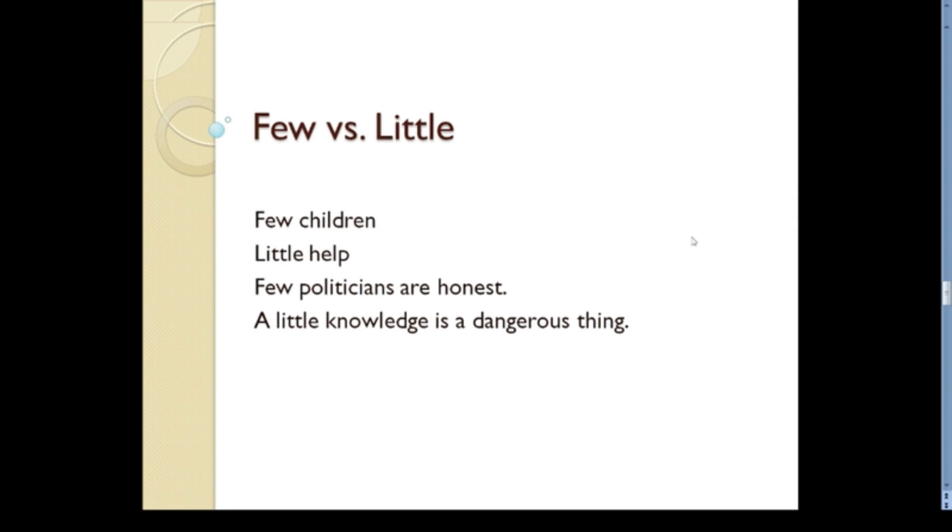Few politicians are honest. Use a plural verb and a plural noun after few, whereas you have to use a singular uncountable noun and a singular verb after little. A little knowledge is a dangerous thing. We used a little before knowledge because knowledge is an uncountable noun. We also used a singular verb is after a little knowledge. These are important points to remember.